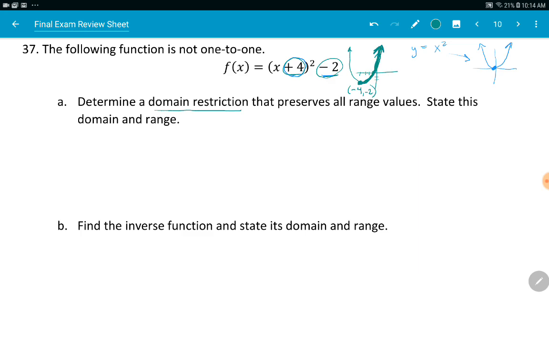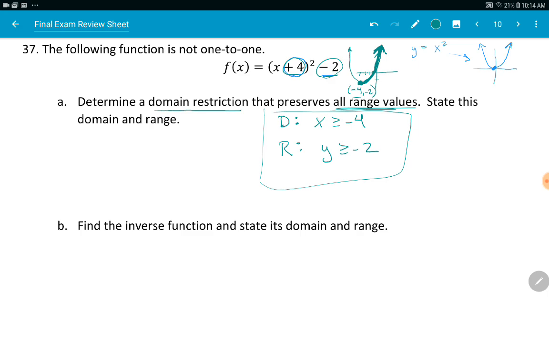So to restrict this parabola to just half a parabola, I start at the x value at that vertex, the -4. So my domain restriction is going to be x greater than or equal to -4. It can be equal to because that way we include the vertex. And that means my range will be y greater than or equal to -2. And that's the range of the original function as well, which is what I want to do. I want to preserve all those range values. So my range doesn't change. I'm really just restricting the domain. So there's my answer for part A.